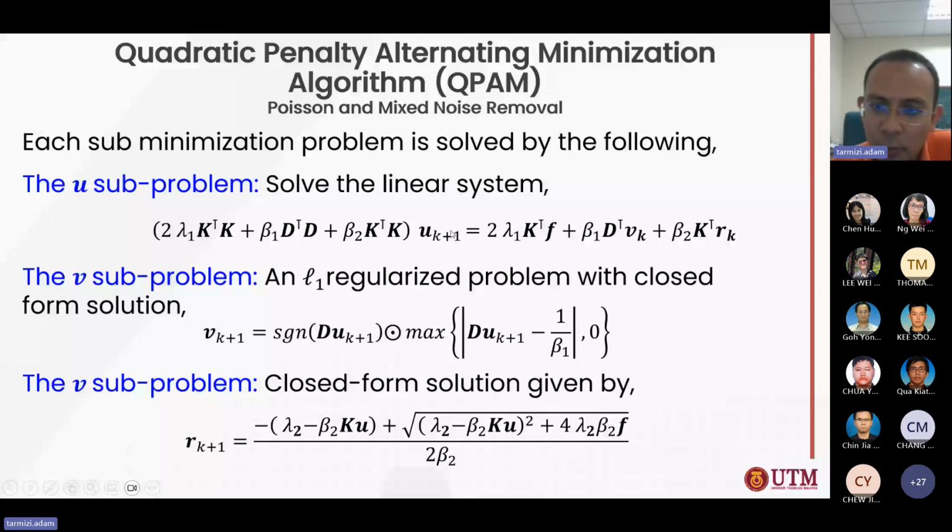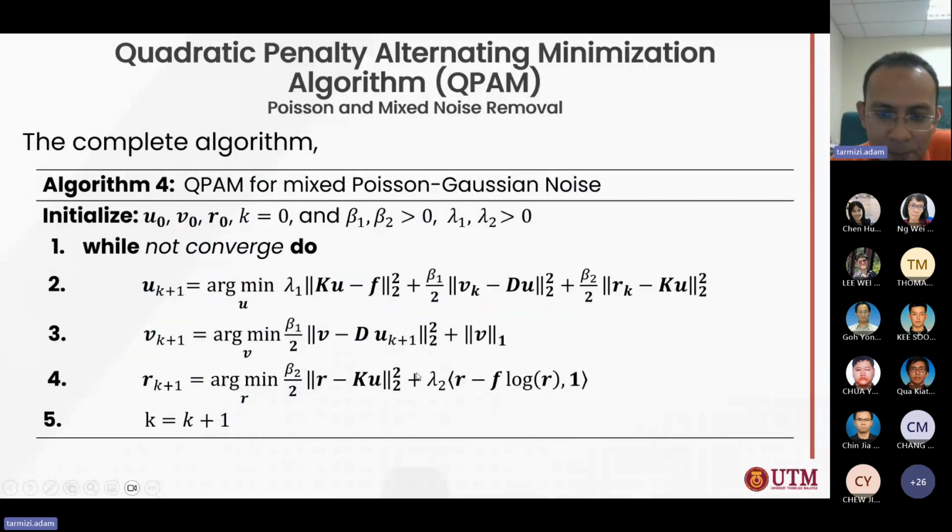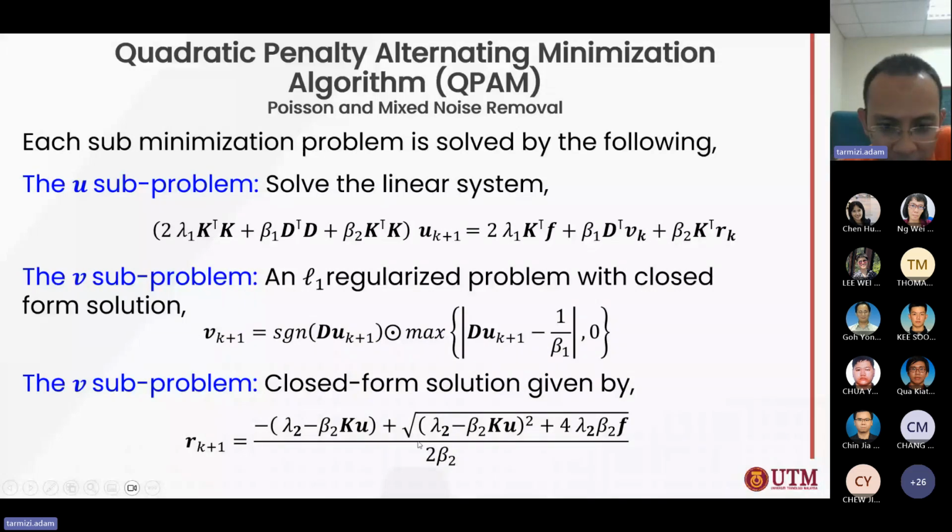A linear system AX equals B, right? And then you have the V subproblem, which is the L1 regularized problem. This one has a closed form solution, similar to the ADMM and also the AMA algorithm just now. And this one is the R subproblem, okay, it has a closed form solution. If you do the simplifications of this, you'll find out that this is what you get for the closed form solution for the R subproblem.